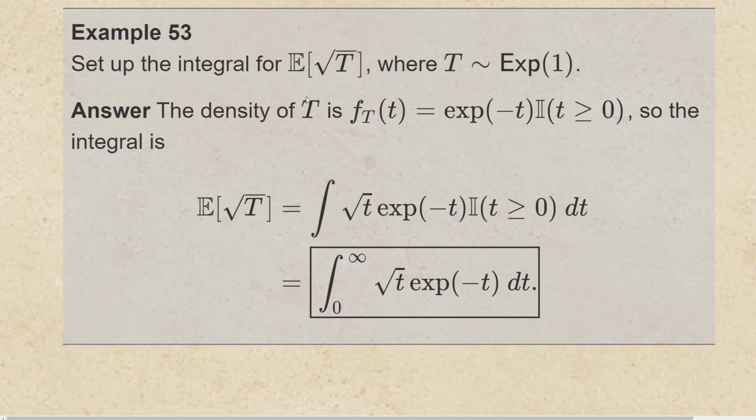Suppose I wanted the mean of the square root of T, where T is an exponential of rate 1. Well, the density for that is the exponential function applied to negative t times the indicator that t is greater than 0. So the mean of square root of T is the integral of square root of t times e to the negative t times the indicator that t is greater than or equal to 0 with respect to dt. We can use the indicator to change the limits to 0 to infinity of square root of t times e to the negative t.